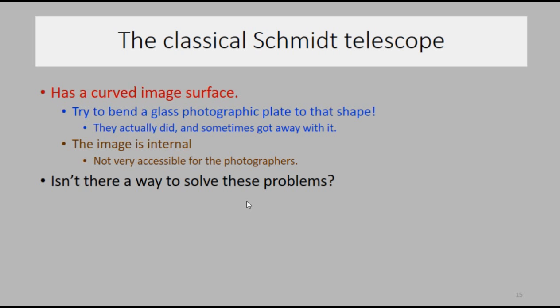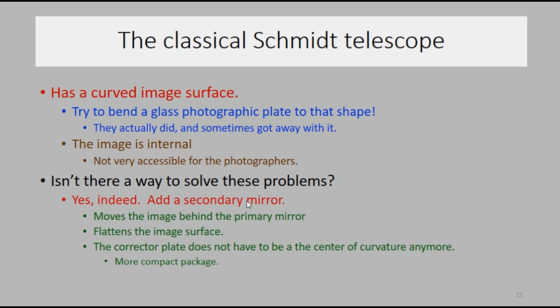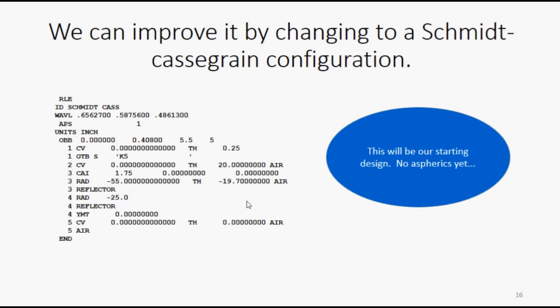So now we've got to try to solve these problems. And indeed, there is a way. You can add a secondary mirror. It moves the image behind the primary mirror and flattens the image surface. And the corrector plate doesn't have to be at the center of curvature anymore, which is a more compact package. So let's improve it by changing it to a Schmidt Cassegrain configuration. This will be our starting design.